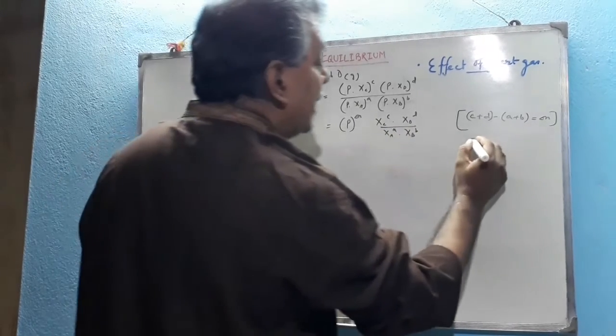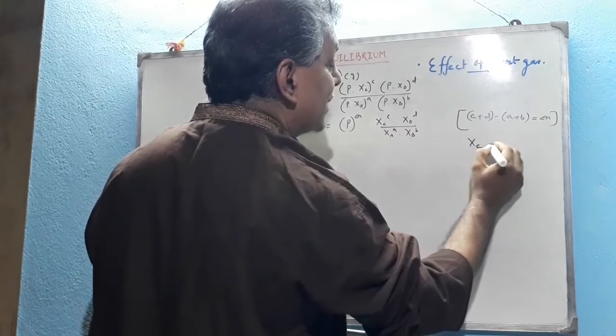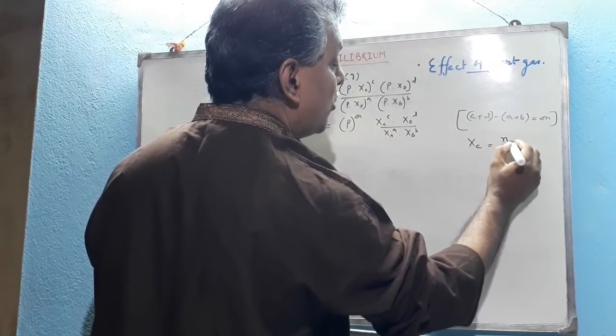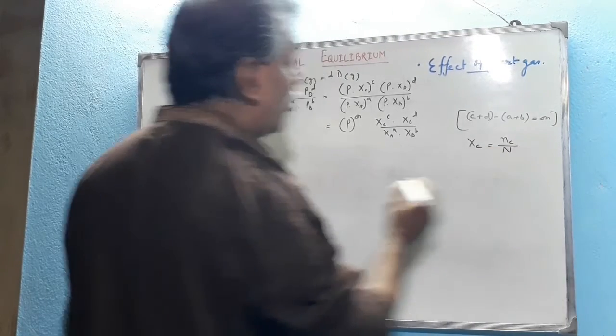Now we know that Xc, that means the mole fraction of C, can be expressed as the number of moles of C divided by the total number of moles.